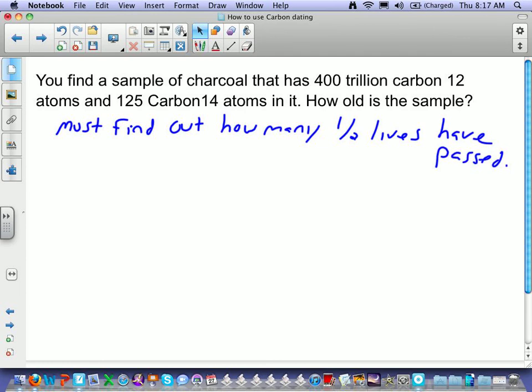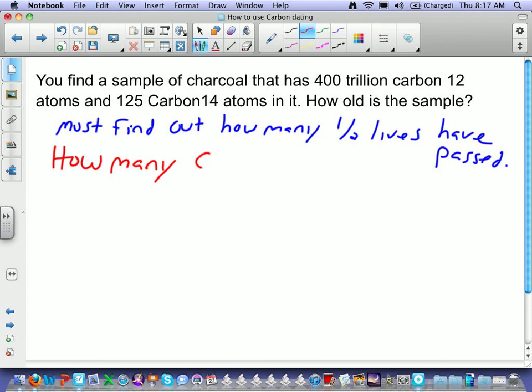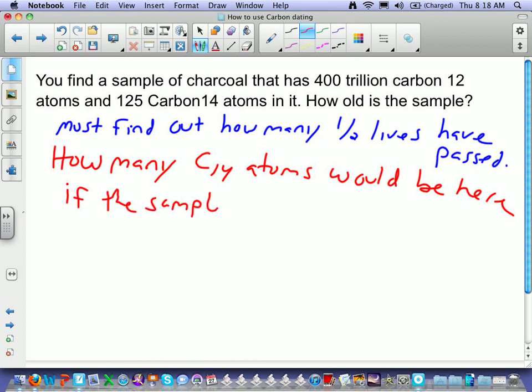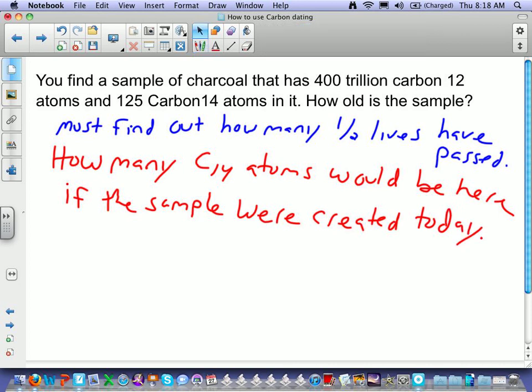So you find a sample of charcoal that has 400 trillion carbon-12 atoms and 125 carbon-14 atoms in it. How old is the sample? Answer this question: how many carbon-14 atoms would be here if the sample were created today? So, if this sample were created today, how many carbon-12 atoms would be in there?